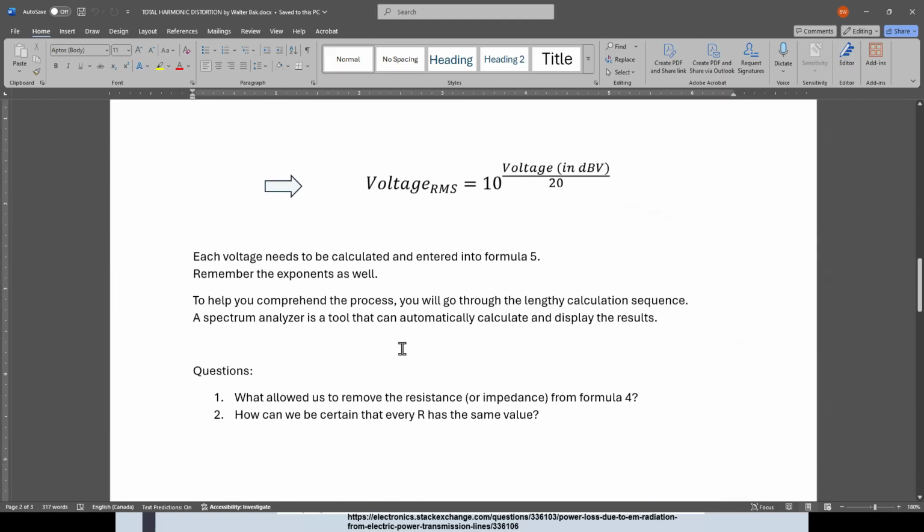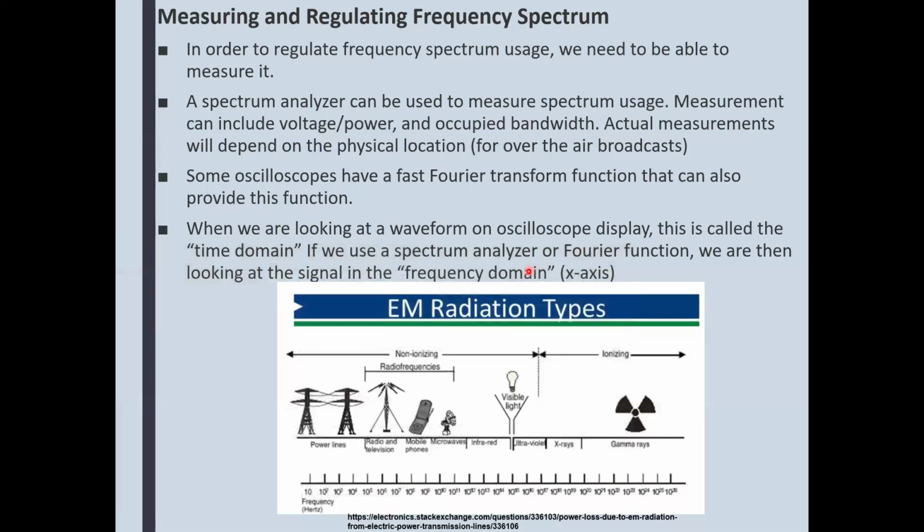Okay. So to help you comprehend the process, you'll go through the lengthy calculation sequence. Now, a spectrum analyzer is a tool that can automatically calculate and display the results. So you can just see them on the screen. But if you're using the FFT function on your oscilloscope, you can still see things, but you have to do a lot of calculations by yourself.